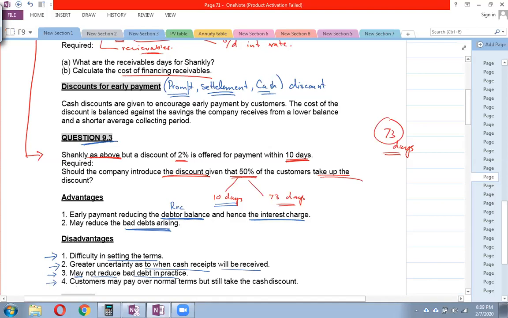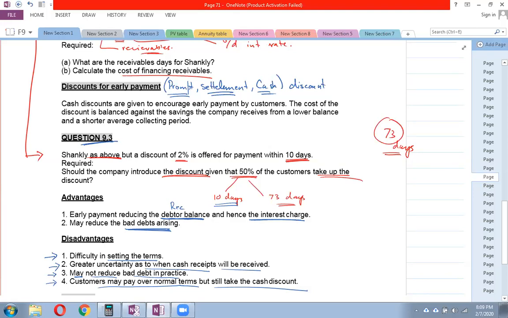And then the last one is very important, very interesting. It says customer may pay over the normal terms, but still take the discount, right? So let's say, for example, you have a customer, and you have offered him a discount that he can actually get a 2% discount. Now, another customer approaches you and says, why did you give him discount and not me? And maybe you can tell the customer, well, he paid us within 10 days, but I'm also your regular customer. How can you do this with me?